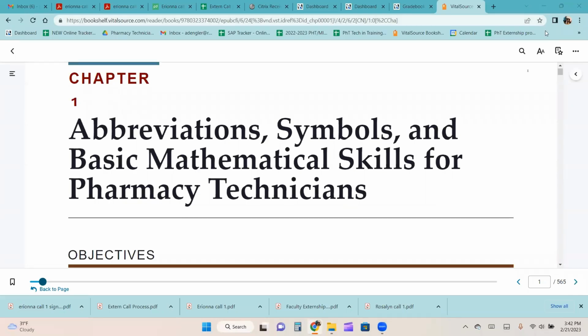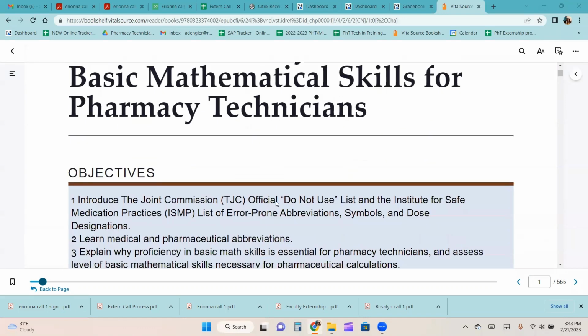Chapter 1, Abbreviations, Symbols, and Basic Mathematical Skills for Pharmacy Technicians.